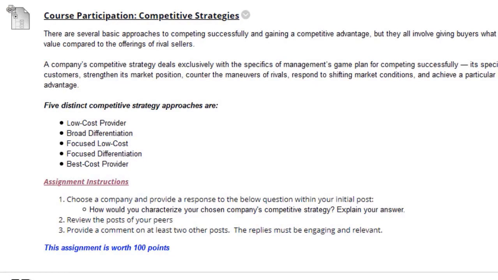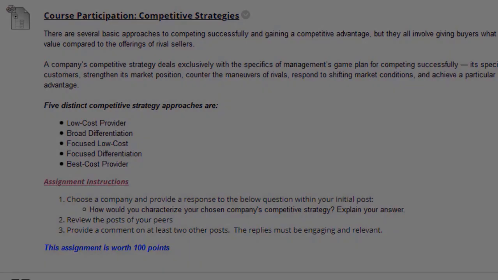Next, we have the course participation, competitive strategies. You're basically going to analyze the 5 distinct competitive strategy approaches that there are, and then you're going to choose a company and you're going to inform your classmates what competitive strategy they are using. Then you, of course, will be responding to at least 2 other posts within the discussion board.